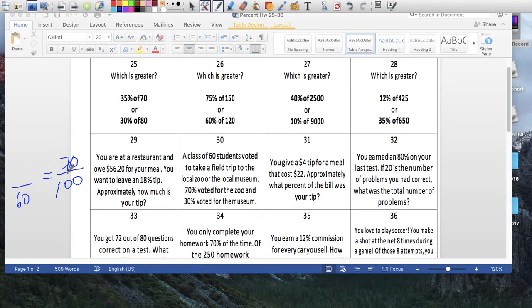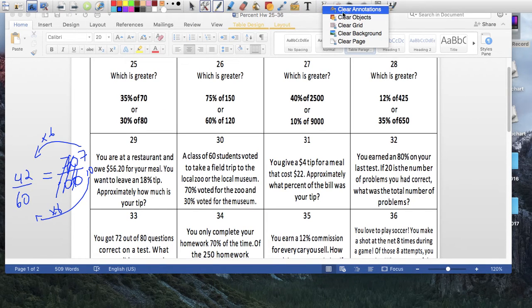Let's divide this by 10. You get 7. Divide 100 by 10, you get 10. 7 over 10 is our new ratio. Times 6, times 6, and you get 42 kids. So 42 kids voted for the zoo, and the difference, obviously, 18 voted for the museum. It didn't tell us to do anything, but I'm assuming that's something they wanted.